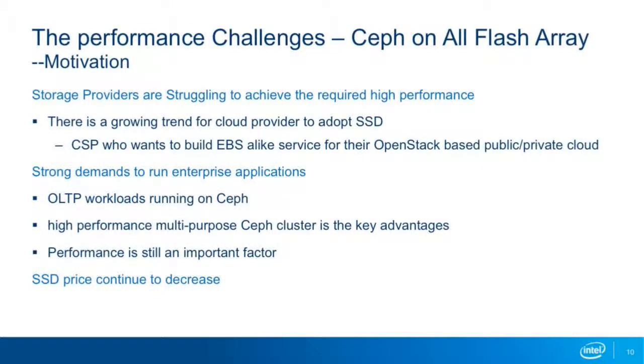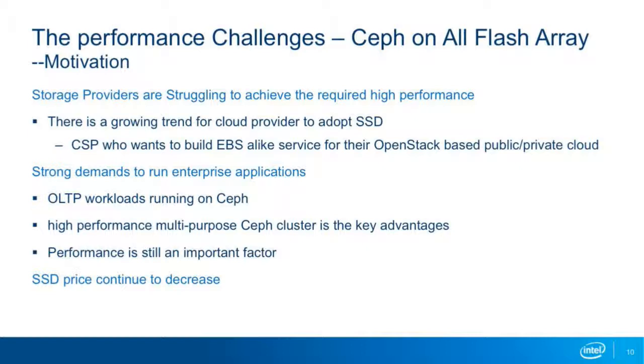Then let's take a look at the performance problems. This is really about Ceph on all-flash array. Probably you may have a question: why are people using all-flash array in Ceph? Why don't they go to SCIO? What we are seeing is that storage providers are struggling to achieve the required high performance. They are building OpenStack-based public and private clouds, and they still want to compete with AWS. So in that scenario, they really want to build a high-performance EBS-like service.